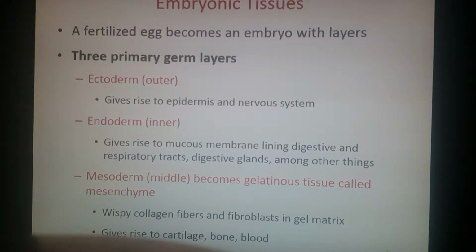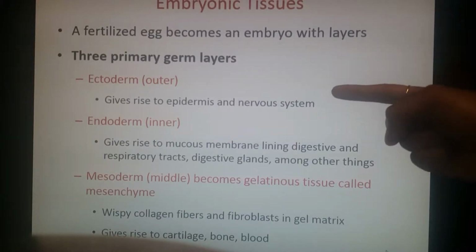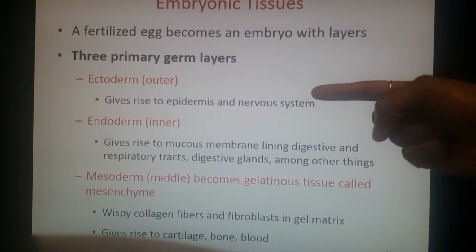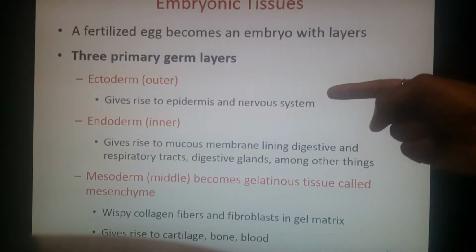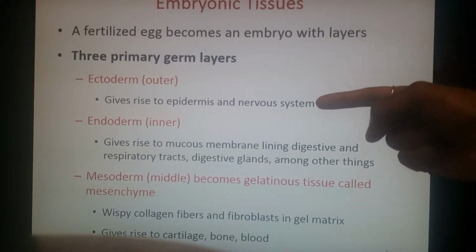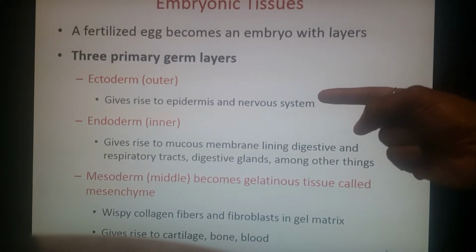So in order to make our tissues, we need a bunch of cells. So we start off as a fertilized egg, which then later grows and multiplies into additional cells to form an embryo with 3 major tissue layers. So there's 3 germ layers in an embryo. You have the ectoderm, which is on the outer layer of the embryo, and it gives rise to our epidermis and our nervous system. So the cells that make up this germ layer are going to form our skin and our nervous system, so our brains and all the nerves associated with that.